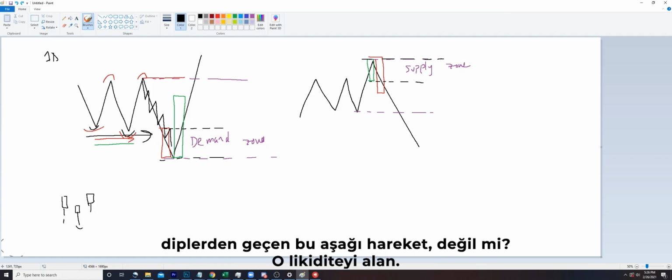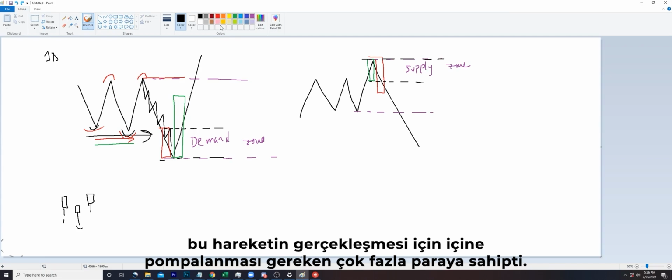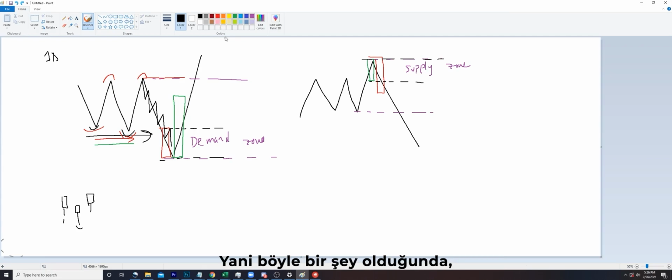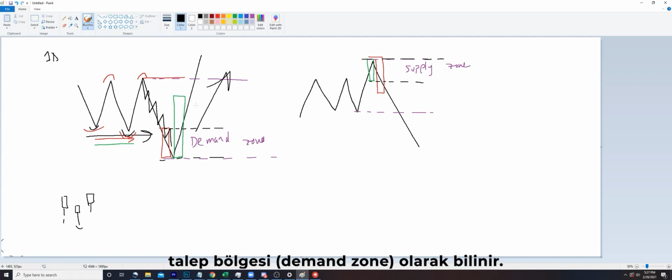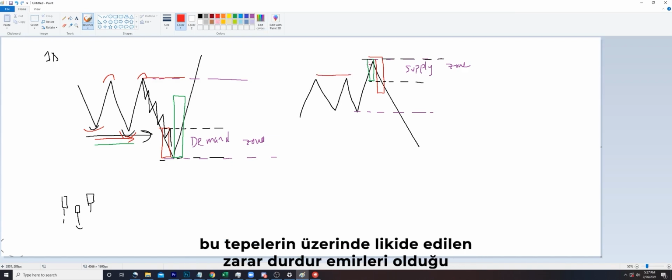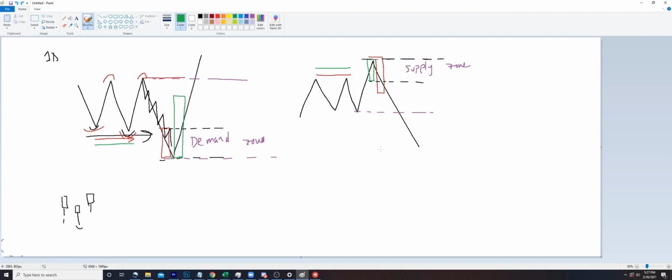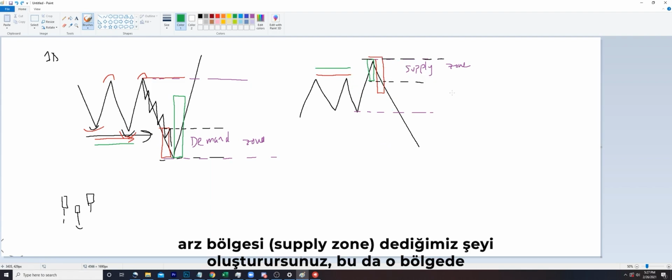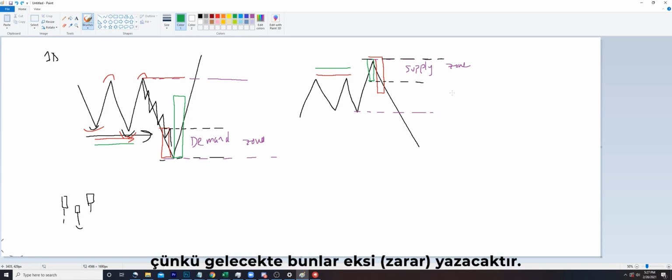Now, this down move through the lows, which takes out that liquidity, and then this big move up had a lot of money that had to be pumped into it to make that move occur. So when something like that happens, what we leave behind is known as a demand zone, if it's for potential bullishness. And on the other side, if we have something of that same sort happen, where you have stop losses above these highs that are liquidated for potential take profits, as well as buy stops that are liquidated for entries for the Composite Man to go short, then you form what we call a supply zone, which means in that area, there are orders left that need to be mitigated out of because they are going to be negative in the future.